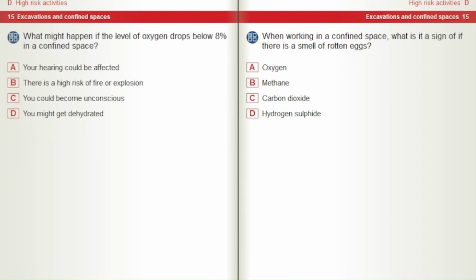When working in a confined space, what is it a sign of if there is a smell of rotten eggs? Oxygen, methane, carbon dioxide, hydrogen sulfide.